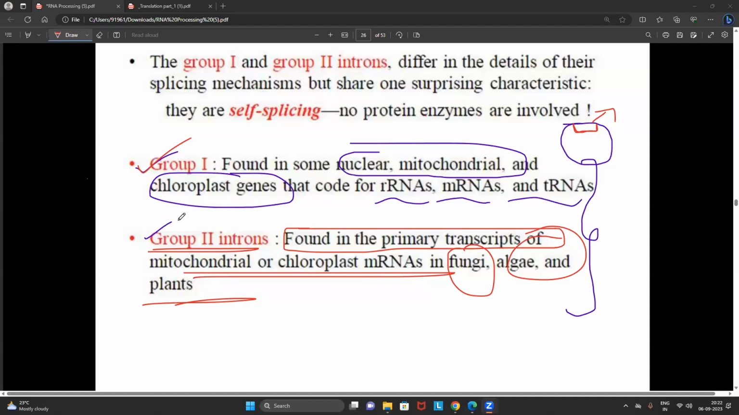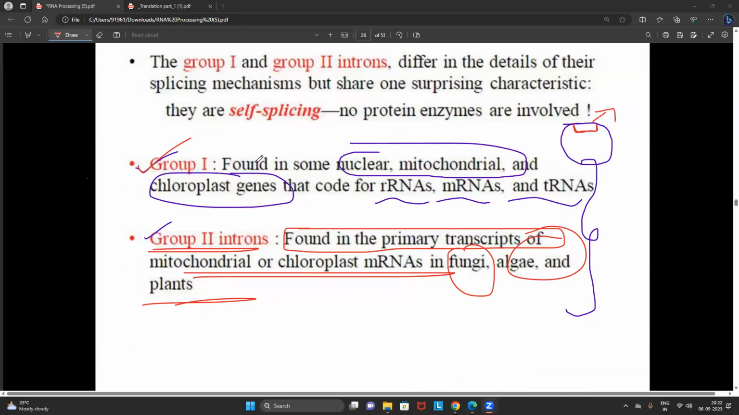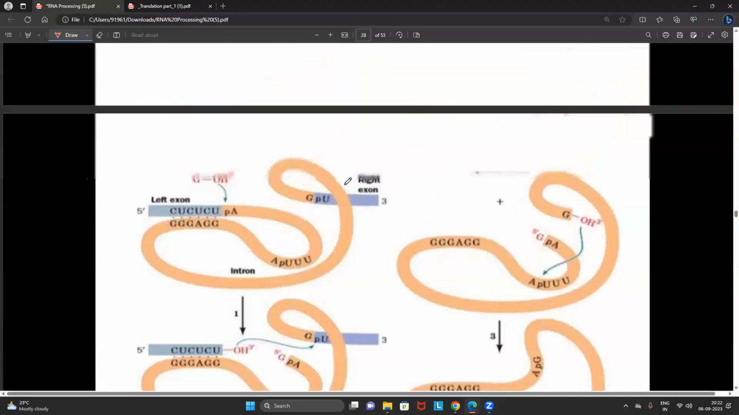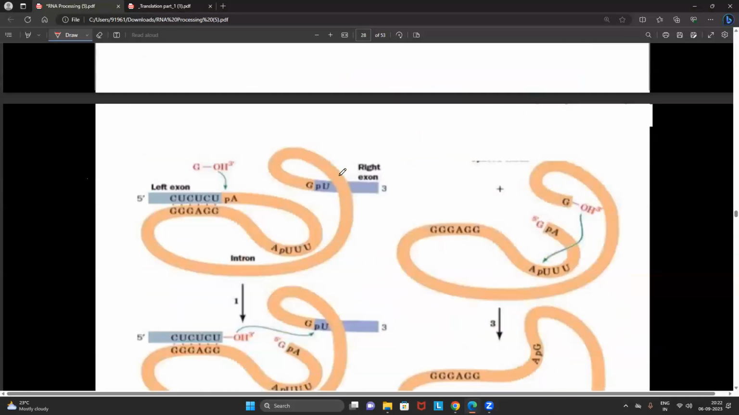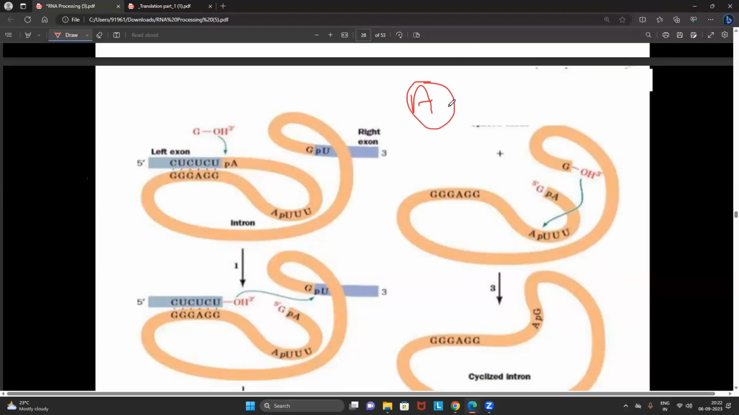Now, listen, I will tell you the difference between group 1 and group 2. What is common? The common point is that they show the mechanism of self-splicing, which means that no protein or enzymes are involved. That is called self-splicing. So what about the difference between group 1 and group 2 introns? Look into the point. The only difference in the mechanism of group 1 introns is that they have a branch point. But the point is that the branch point does not have the internal OH group. That is the only point you have to remember.